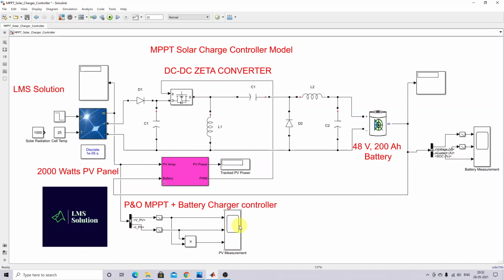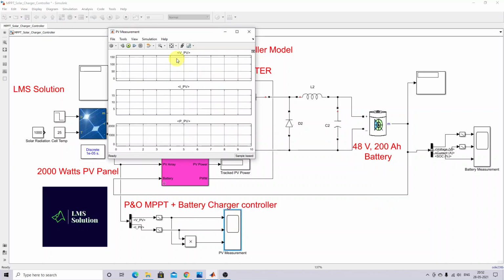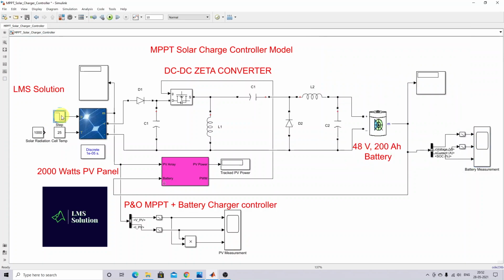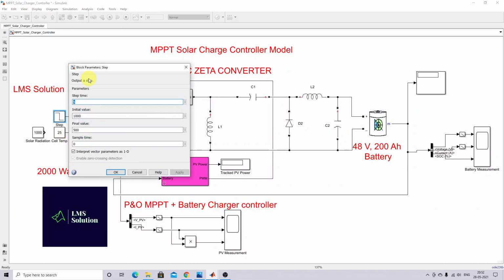So here we are measuring the PV voltage, current and the PV power, and also the battery voltage, the battery current, and then the SOC of that battery. Okay, and then the solar PV receives two inputs, one is irradiation, another is temperature.